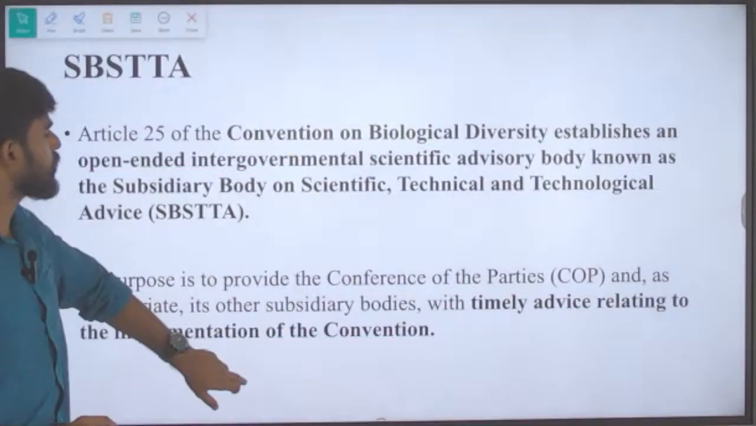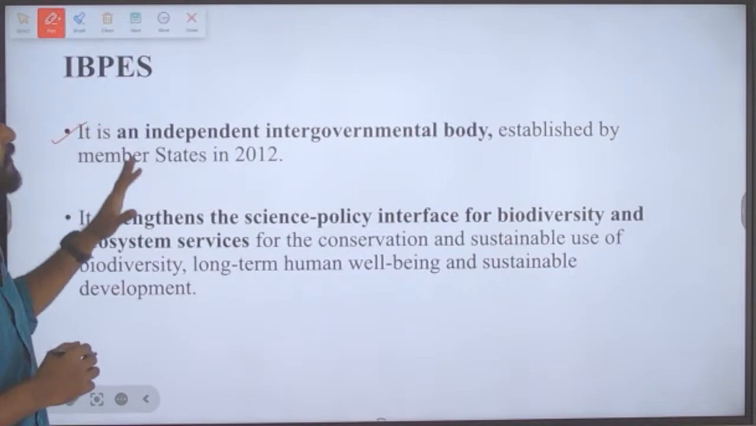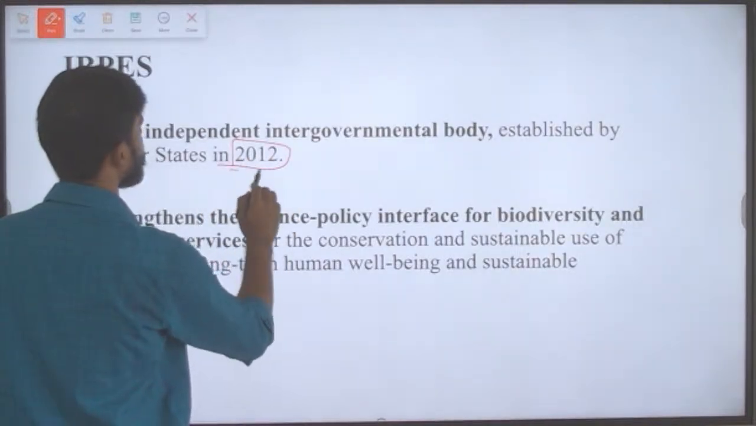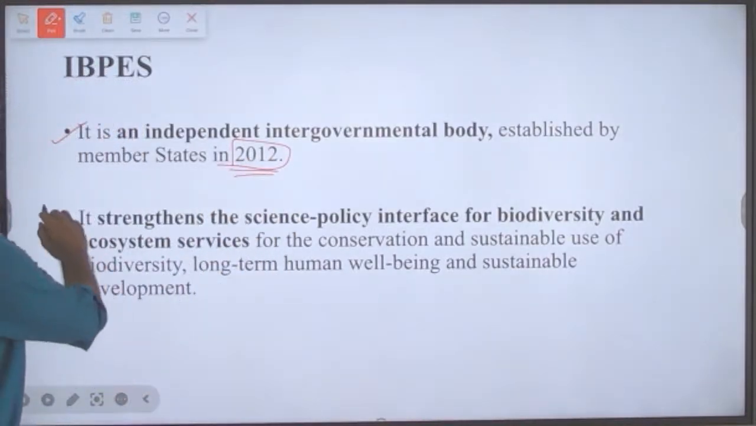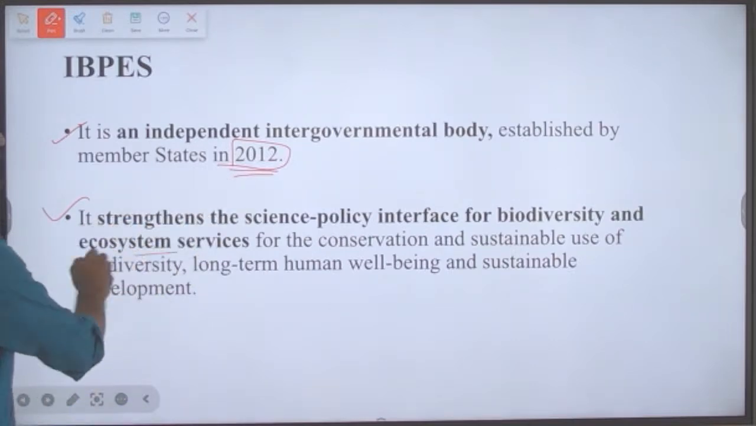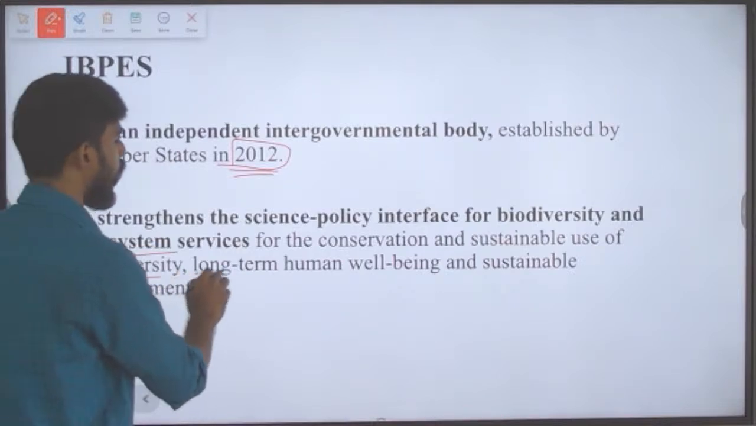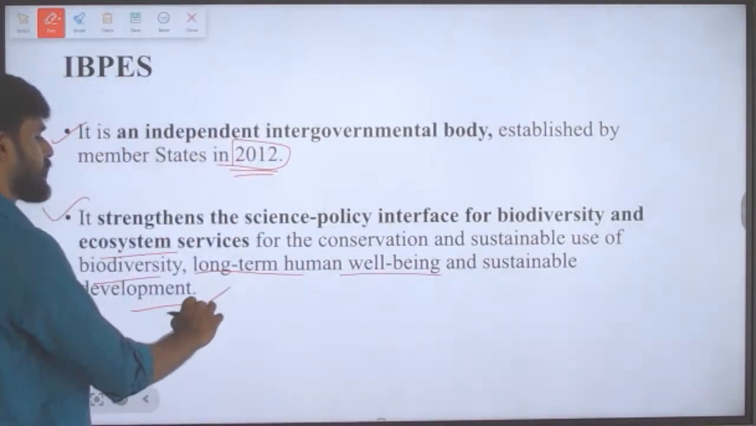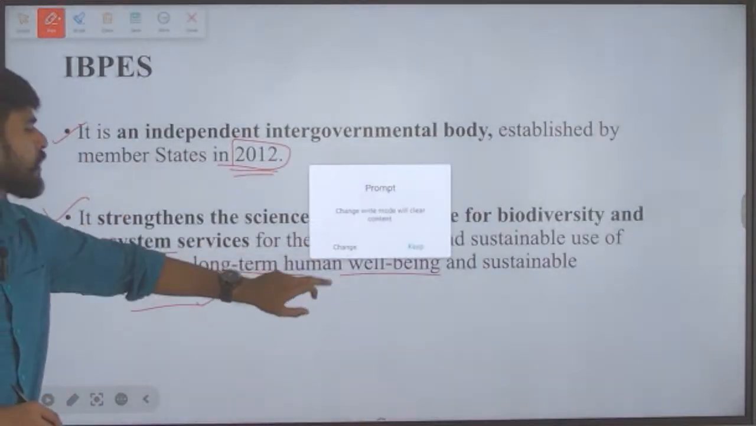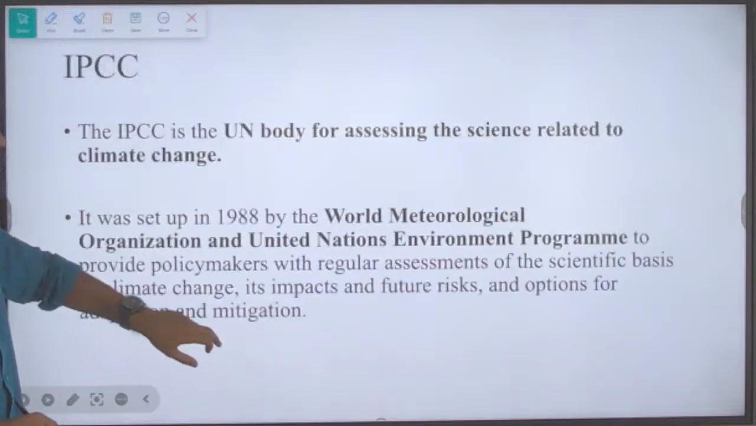Next is IPBES. What is this IPBES? It is an independent intergovernmental body, again, which has been established by the member states in the year 2012 itself. Okay, and it strengthens the science policy interface for biodiversity, ecosystem and ecosystem services for conservation and sustainable use of biodiversity, long-term human well-being and sustainable development. This is the focus area of IPBES. And in this meeting, assessment reports of IPBES were also discussed. That is why we are seeing this here.